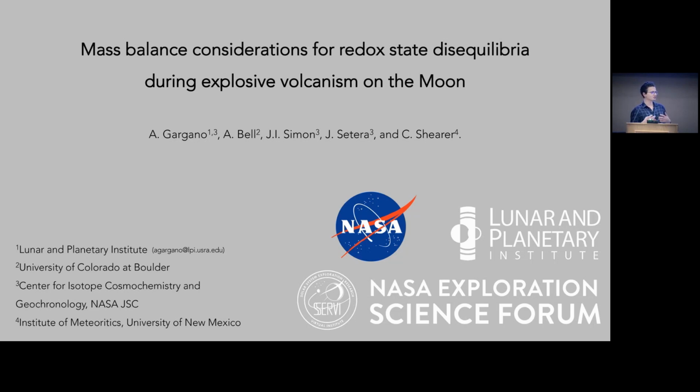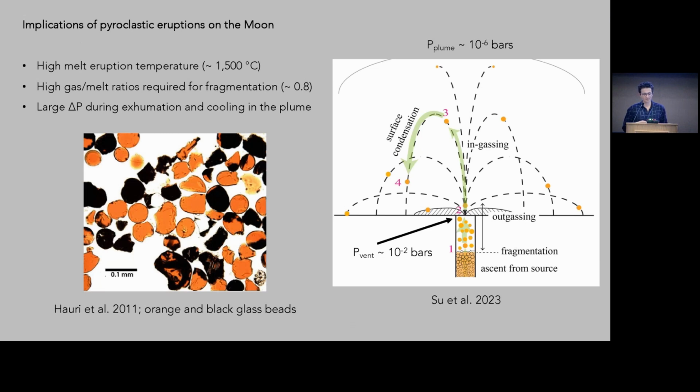So this is some conceptual work that Aaron Bell and I have been working on for the past few months, and it's just now starting up, as well as my collaborators at NASA JSC. Here we're considering how the electronic mass balance should be considered in terms of how outgassing and ingassing behaves in lunar pyroclastic glasses, but this is also applicable to many other scenarios as well.